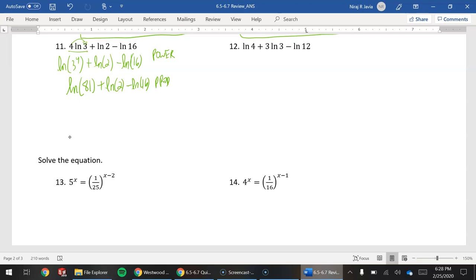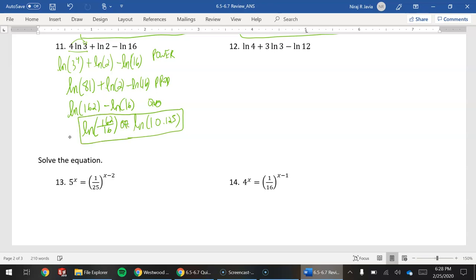So, natural log of 81 plus natural log of 2. Well, how do you do that? I have to do the product property, which means I multiply 81 times 2, and 81 times 2 is 162, minus natural log of 16. And we have to do the quotient property. So 162 divided by 16 is going to equal, well, there it is, natural log of 10.125. Okay, so those are fine by me.